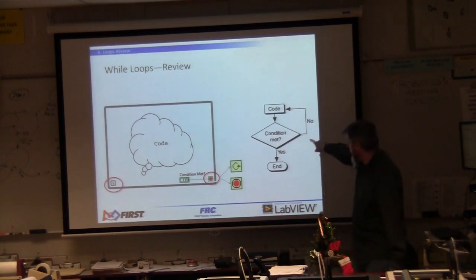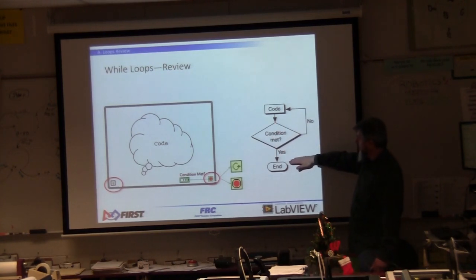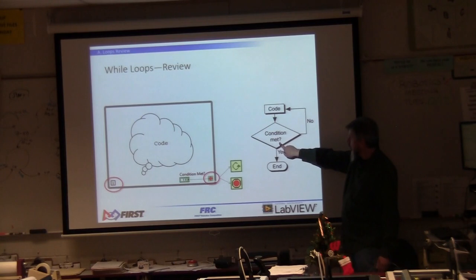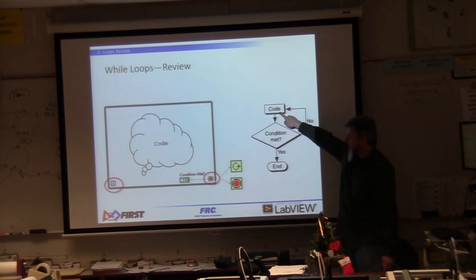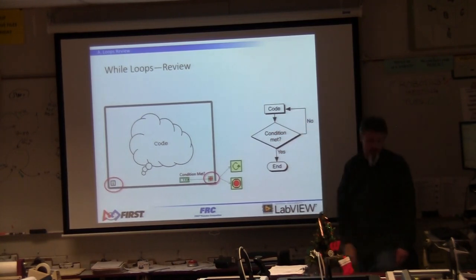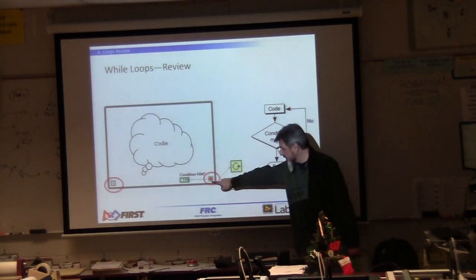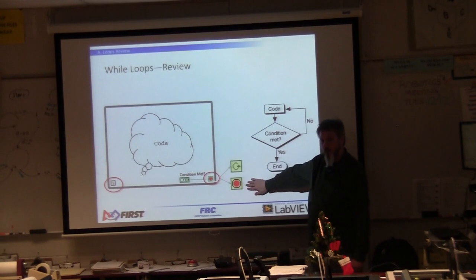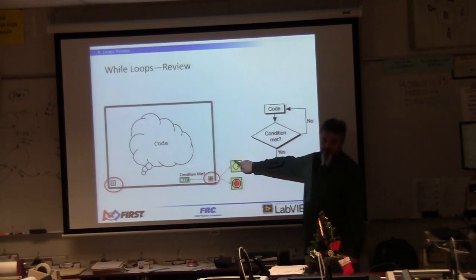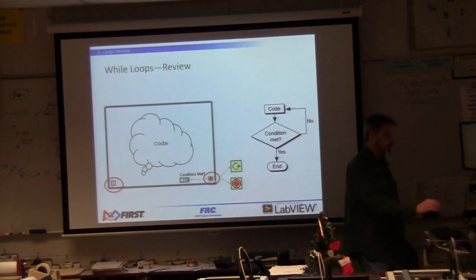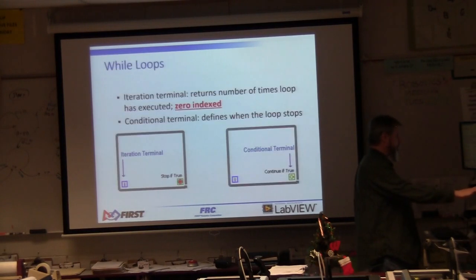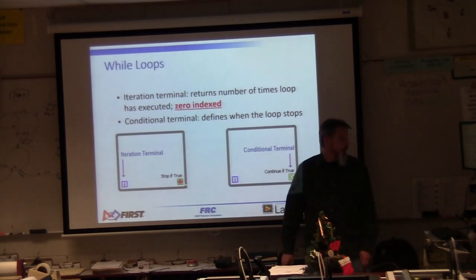A while loop looks like this, this would be its flow chart. We wait, if the condition's met, no, we run the code over, and then once the condition's met. You can switch this to say stop if true, or continue if true, so that's the continue if true icon.